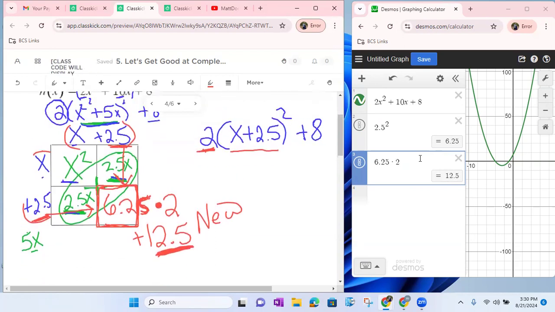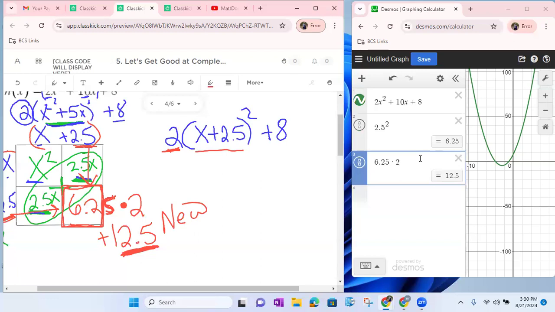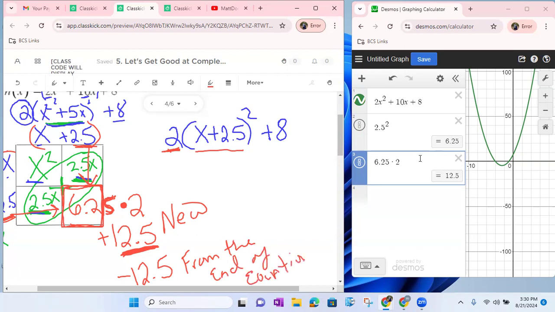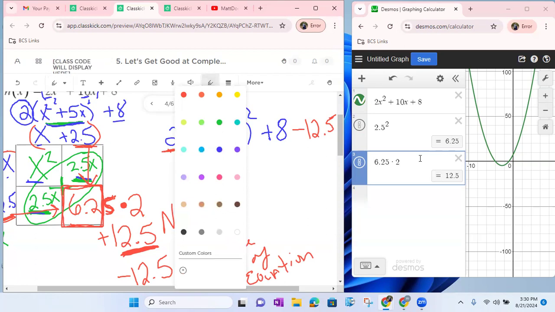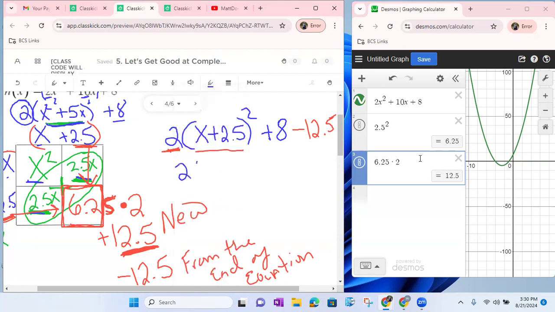And because it was new and it was not there to begin with, we're going to have to subtract 12.5 from the end of the equation. Okay, so let's do that. Or in this case, our expression. So we're going to take that negative 12.5 and we're going to put it right here, minus 12.5. Okay. And let's just clean up. So now that we've got that taken care of, let's clean up the equation. So I've got 2 times x plus 2.5 squared. And then I have plus 8 minus 12.5, which should leave us with minus 4.5.